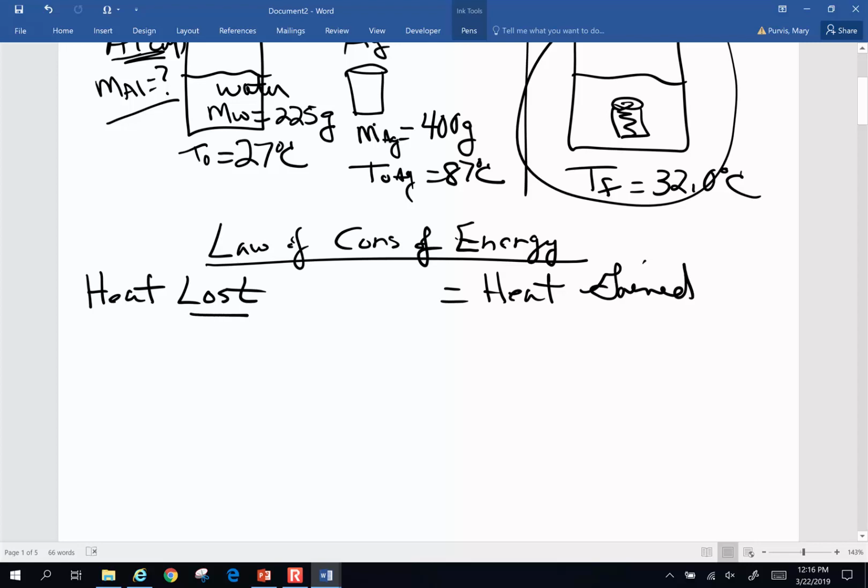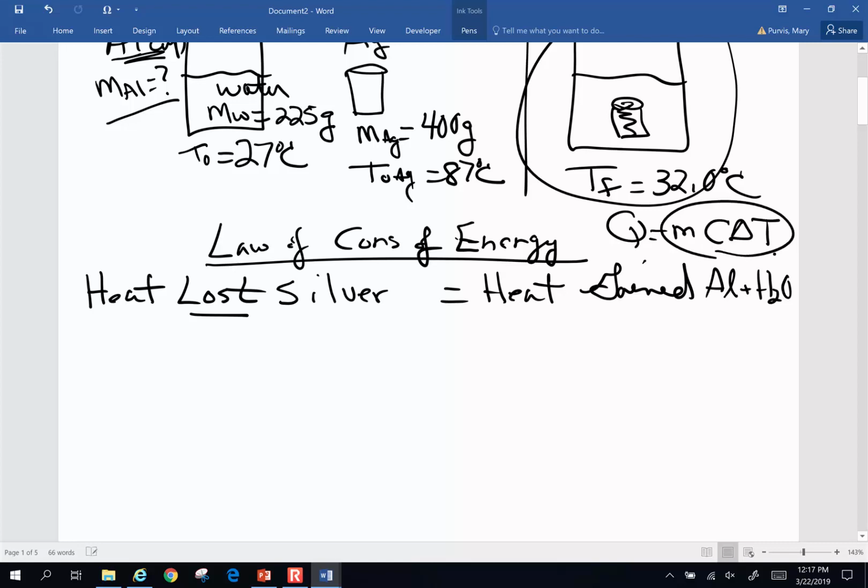Well, we started out with a hot piece of silver, so it's going to be the heat lost by the silver. What has gained the heat? Well, both the water and the aluminum cup have gained heat. So heat gained by the aluminum, Al is the atomic symbol for aluminum, and of course H2O is water. Every time we have heat changing temperature, we're going to use our equation for quantity of heat, mcΔT.